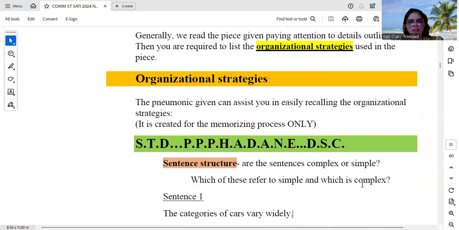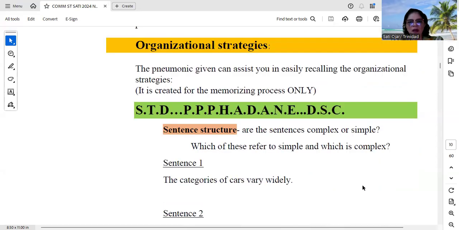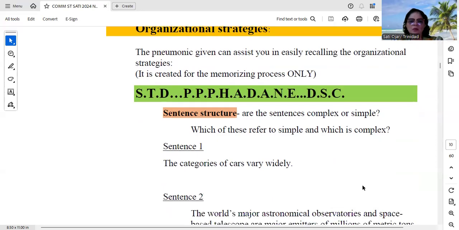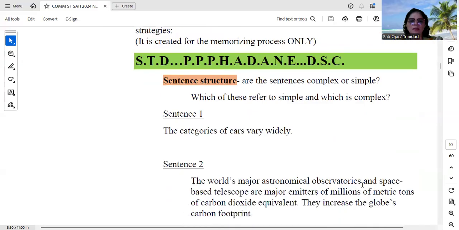The first S is for sentence structure. Are the sentences simple or complex? Which of these 2 examples would you refer to as simple, and which would you refer to as complex? Sentence 1 or sentence 2 is simple. Sentence 1 or sentence 2 is complex. The categories of cars vary widely. That's an example of a simple sentence.